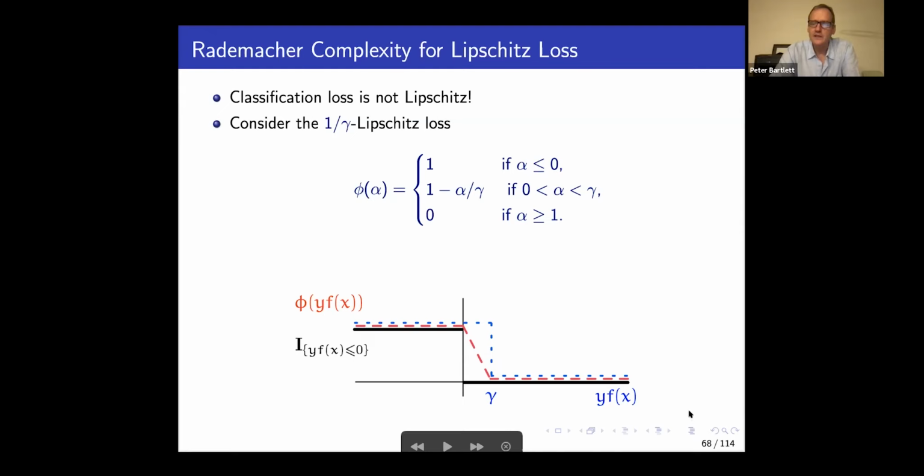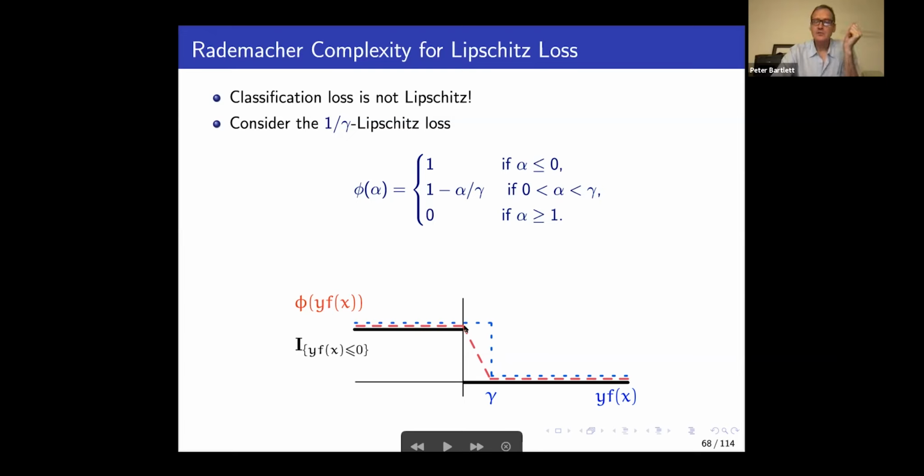There's a nice intuitive way of seeing that. Remember, y times f of x is our margin. We want to be on the correct side of 0. So we want y times f of x to be positive. y is plus or minus 1. We're classifying with the sign of f. So this black line is the function that corresponds to the indicator for making a mistake, right? We make a mistake anytime we're over here and we're correct over here. So the expectation of this loss, the black loss, is the misclassification probability. That's what we're really concerned with in this problem.